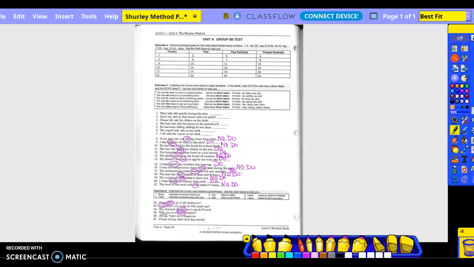Blank, me a magazine. Okay, now why is it not take me a magazine? Okay, because the movement is coming towards you, right? Okay, if it was going away from you, then you would use take. But if it's coming towards you, you use bring. Please take that dog outside.